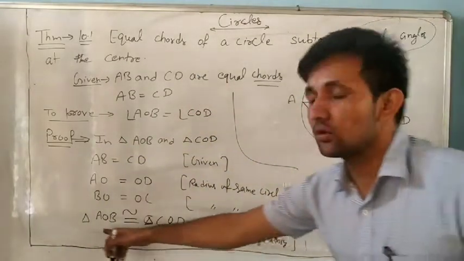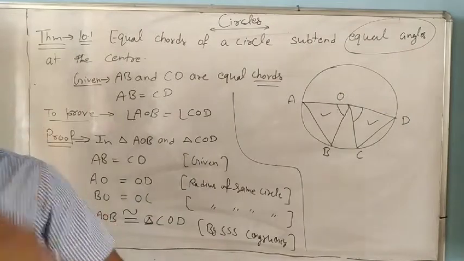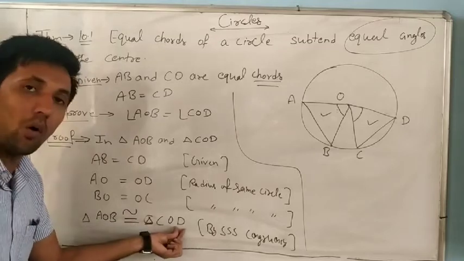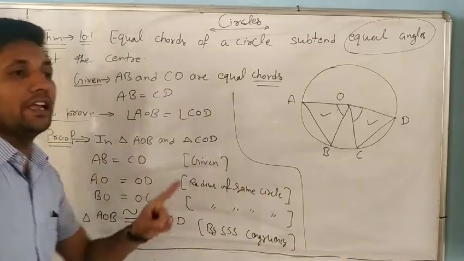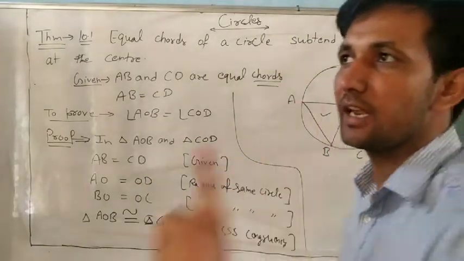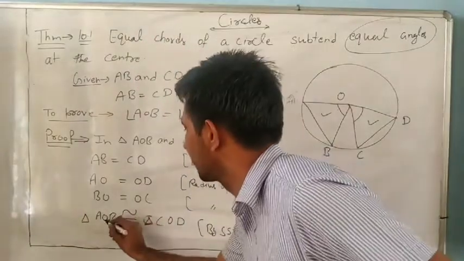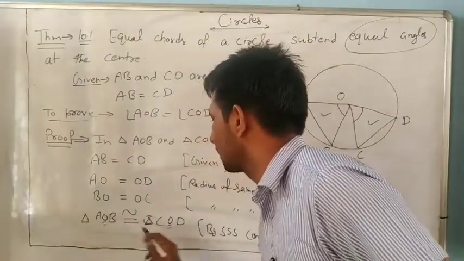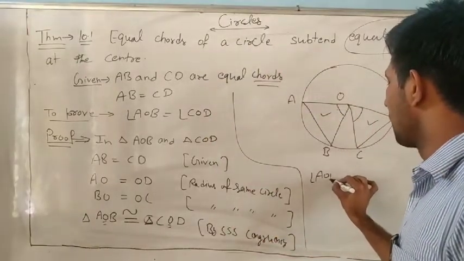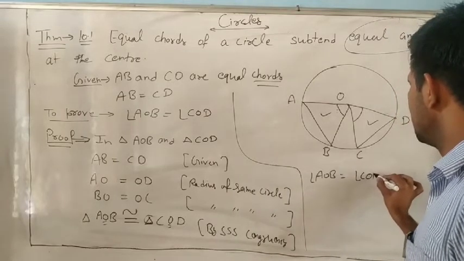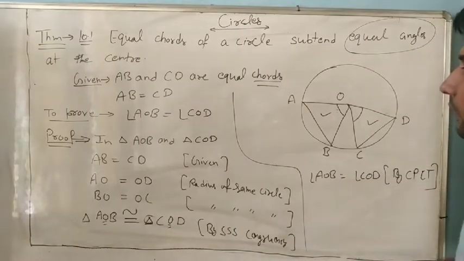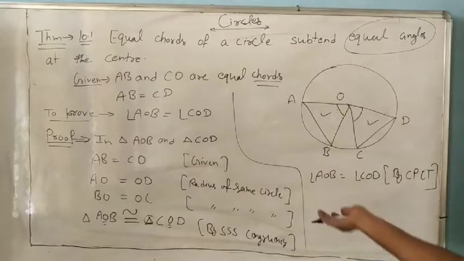Next, if they are congruent, it means corresponding parts are always equal. It means AO equal to CO, OB equal to OD, and AB equal to CD. In these two triangles, how many corresponding parts? Six corresponding parts: 3 angles, 3 sides. We observe that angle O and angle O are both in the middle. It means both are equal. So write angle AOB equal to angle COD by CPCT. And what we wanted to prove? AOB equal to COD. And it's proved.